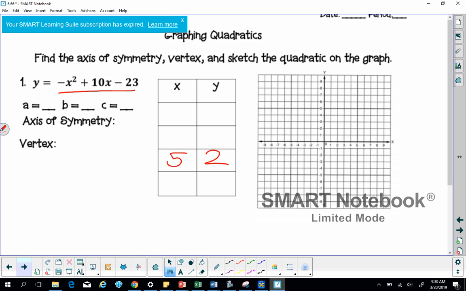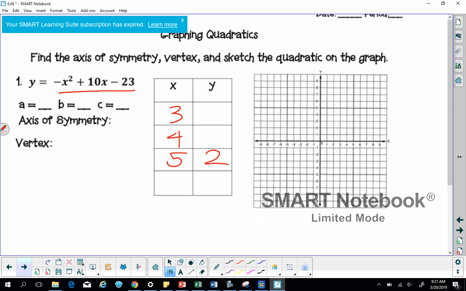She saw that because when we look at this, your table should look something like this. So it would be 3, 4, 5, 6, and it would look something like this: -2, 1, 2, 1. Did everyone see that when they typed it into the table? And so see where it goes from 1 to 2 back to 1? That middle one is your vertex. So 5, 2 would be my vertex.